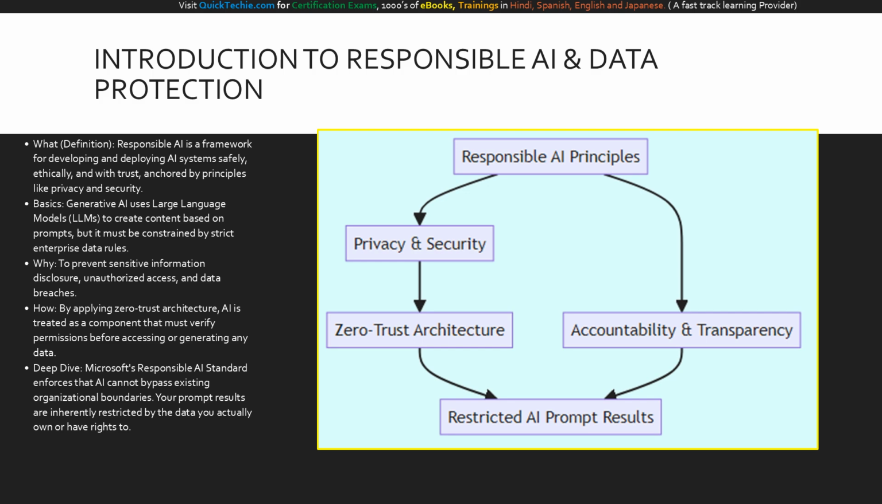Take a look at this foundational diagram. At the top, we have our broad responsible AI principles. Notice how the privacy and security node flows directly into a zero-trust architecture. This is the critical bottleneck. The AI assumes nothing about your clearance level. This zero-trust checkpoint is exactly what leads to the final node, restricted AI prompt results. The AI is mathematically bound by these principles, ensuring that what you see is only what you are authorized to see.